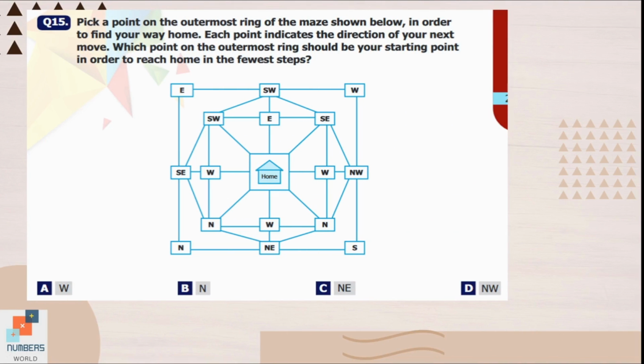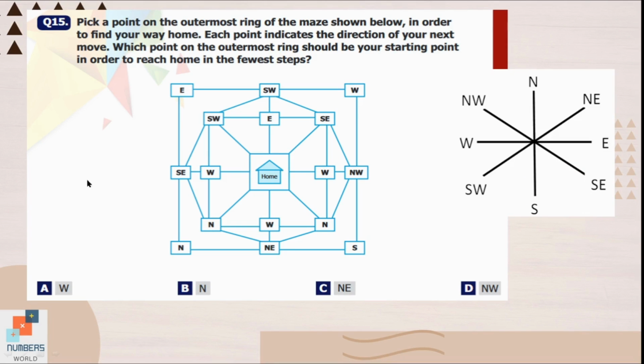Question number 15. Pick a point on the outermost ring of the maze shown below in order to find your way home. Each point indicates the direction of your next move. Which point on the outermost ring should be your starting point in order to reach home in the fewest steps? So let's make the directions first. We will check all our options one by one.